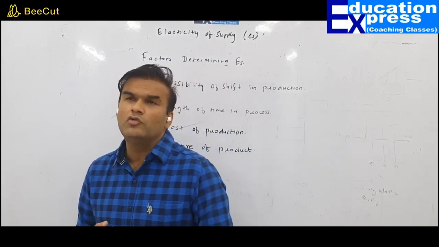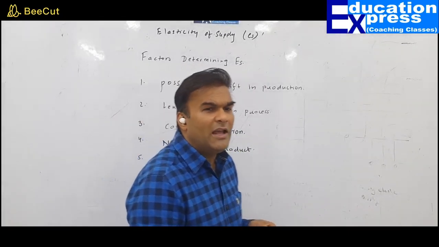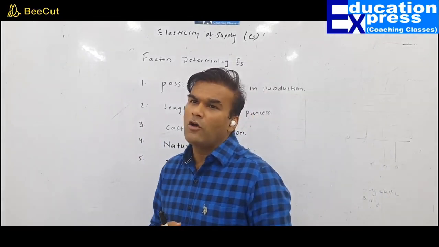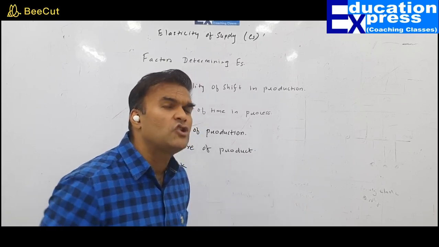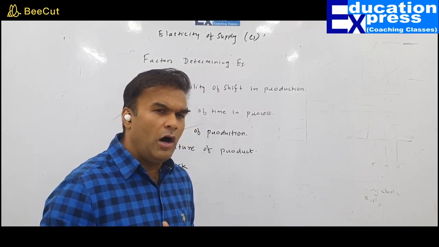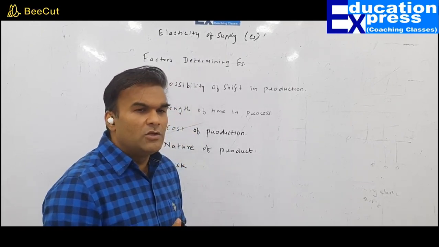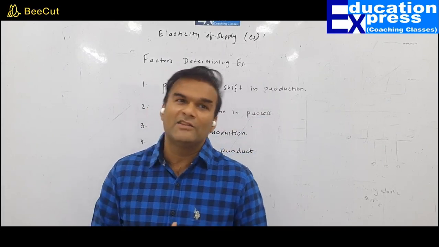But when it comes to perishable products, agricultural products, perishable products have a very short longevity. That means they cannot be stored for a long period of time. I need to complete my stock, finish my stock, offload my stock as early as possible. So in that case, supply is likely going to be relatively inelastic.